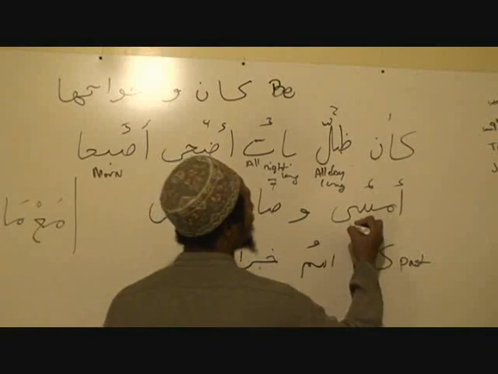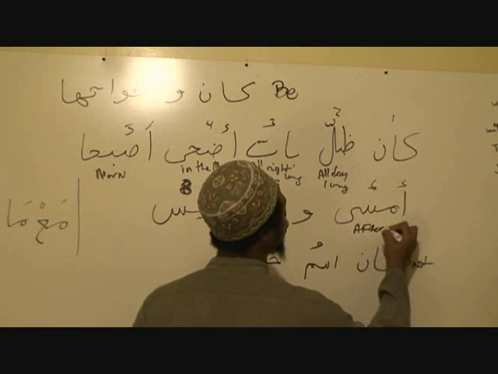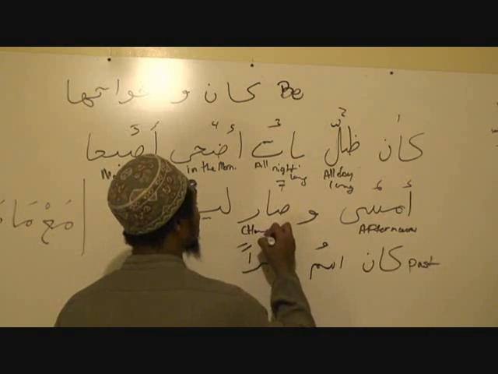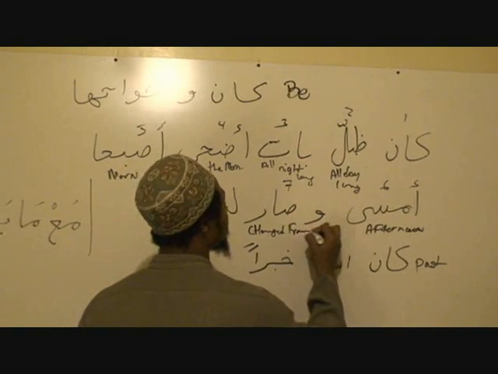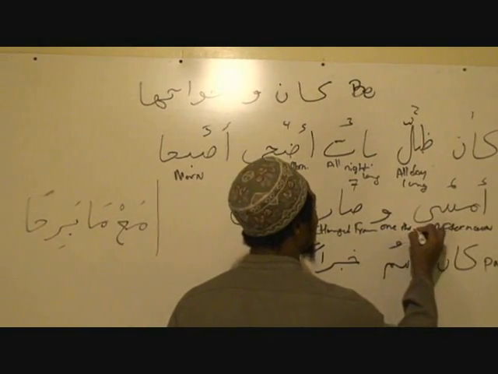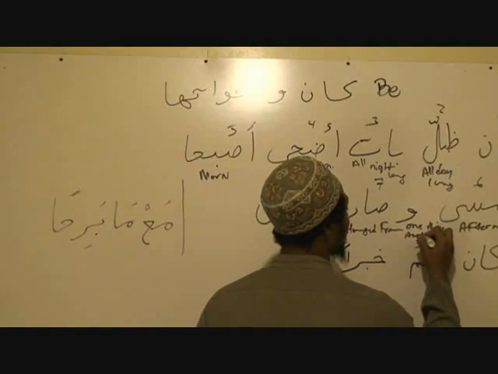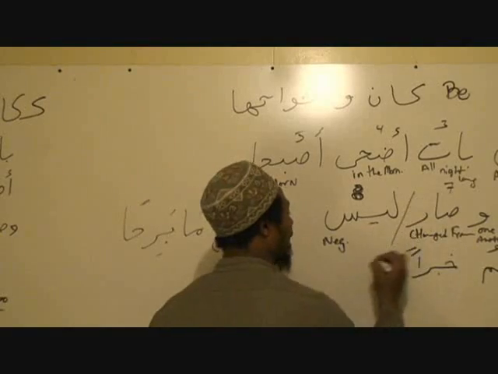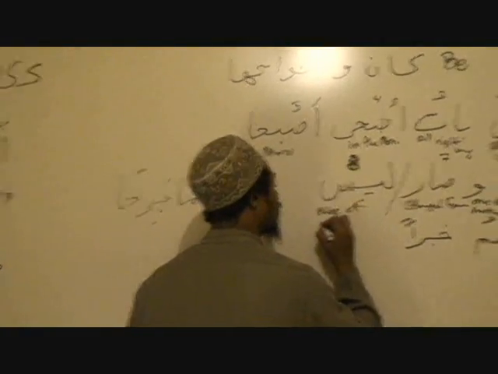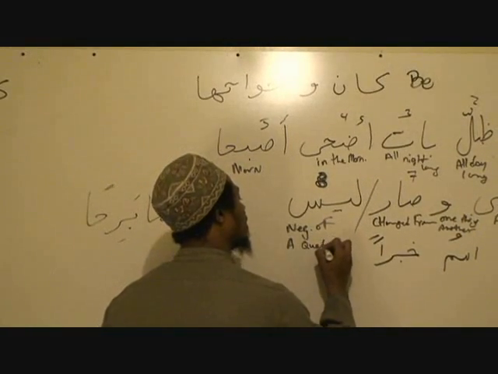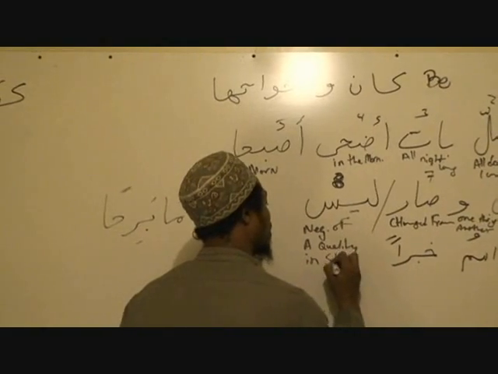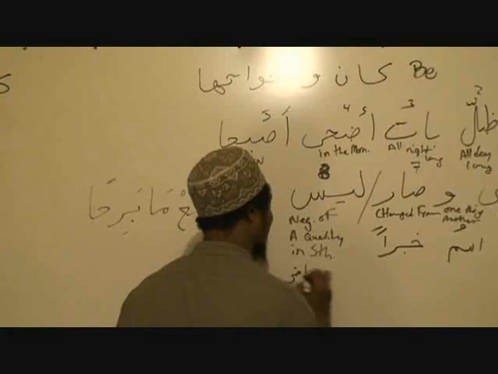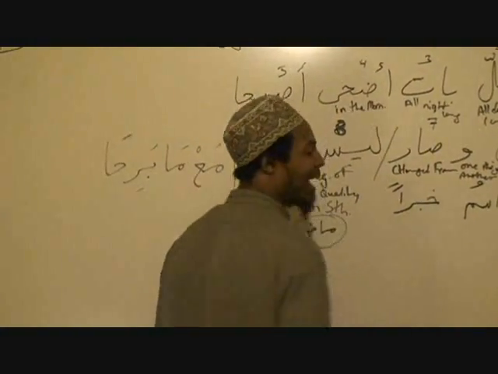And amsa is something that happened in the afternoon. And sara is something that changed from one form, one thing, into another. And laysa is a negation, a negation of a quality in something. And it only comes in the madi. It only comes in the past tense.